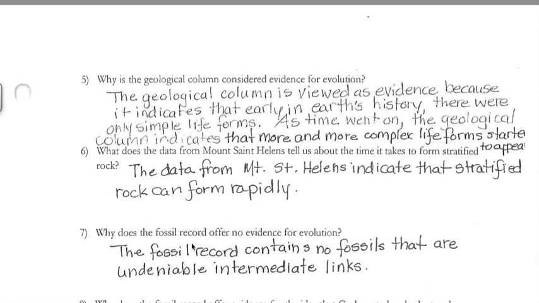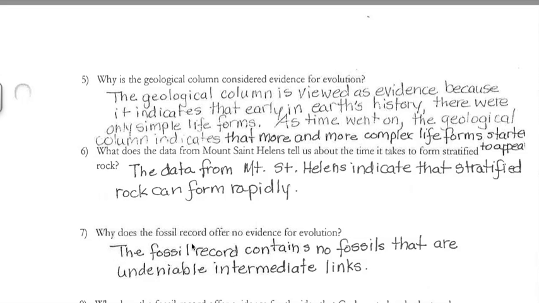Number 5. Why is the geological column considered evidence for evolution? The geological column is viewed as evidence because it indicates that early in Earth's history there were only simple life forms. As time went on, the geological column indicates that more and more complex life forms started to appear.